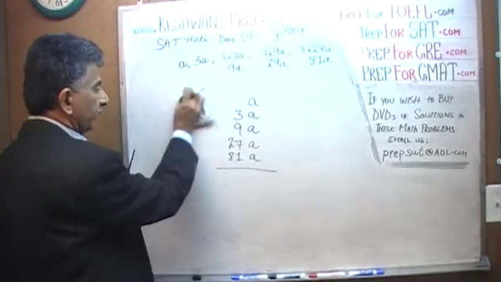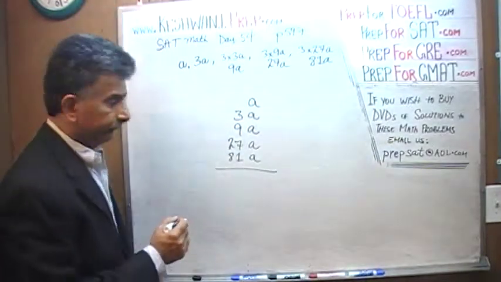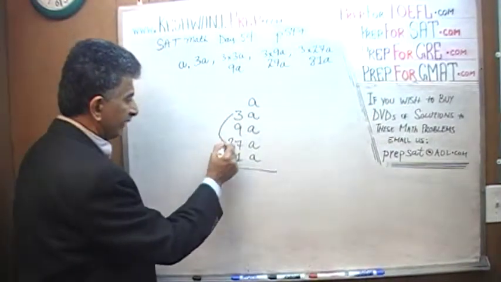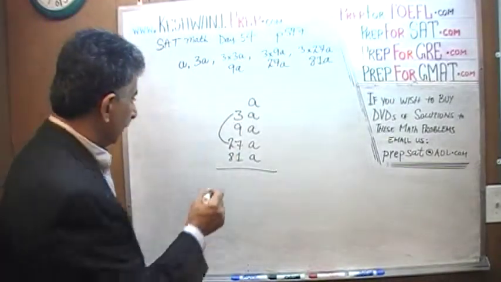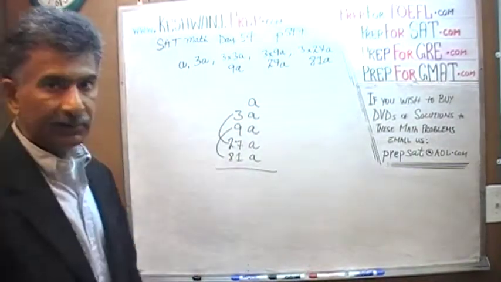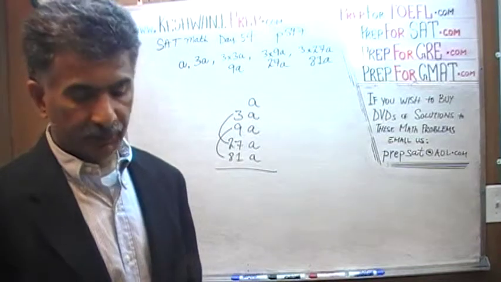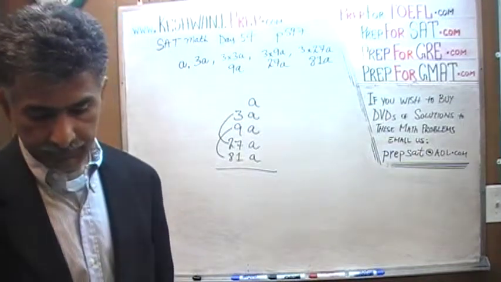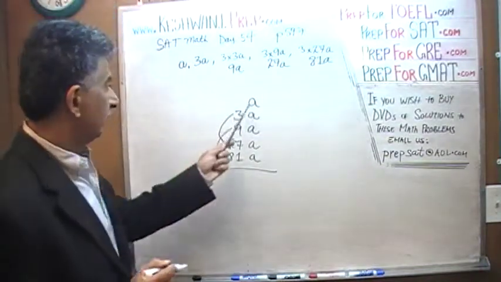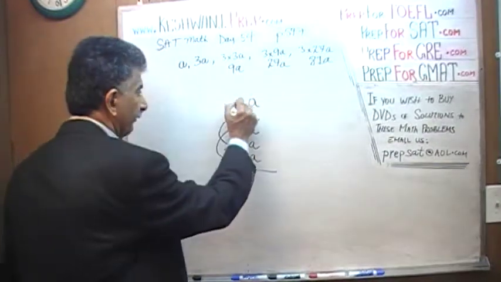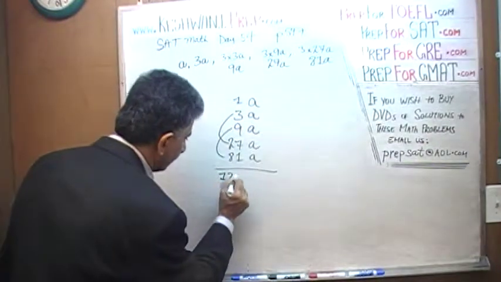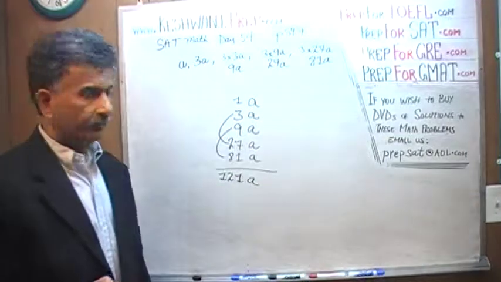How many A's do we get? Well, let's see. 3 plus 27 is going to be 30, and 9 plus 81 is going to be 90. 90 plus 30 is 120. I get 120, and then we have one over here on the top. So 121A. One more time.